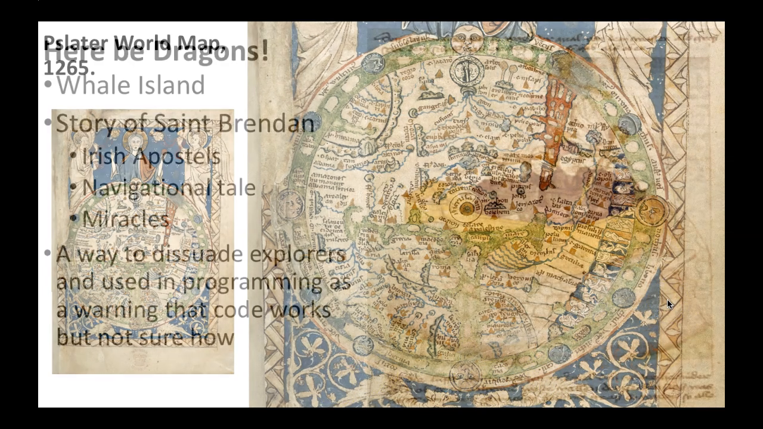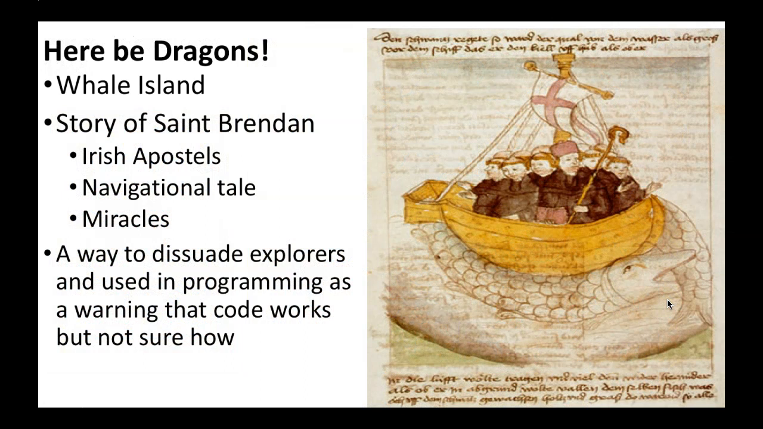And so most of these maps, again, are trying to convey a moral. They're trying to convey a story. For example, in some of the maps, we would find stories of Whale Island, like the story of St. Brendan, who brought Irish apostles. And this is a navigational tale that is supposed to tell sailors to be careful for large ocean creatures that might seem like islands, but they are actually whales, for example.